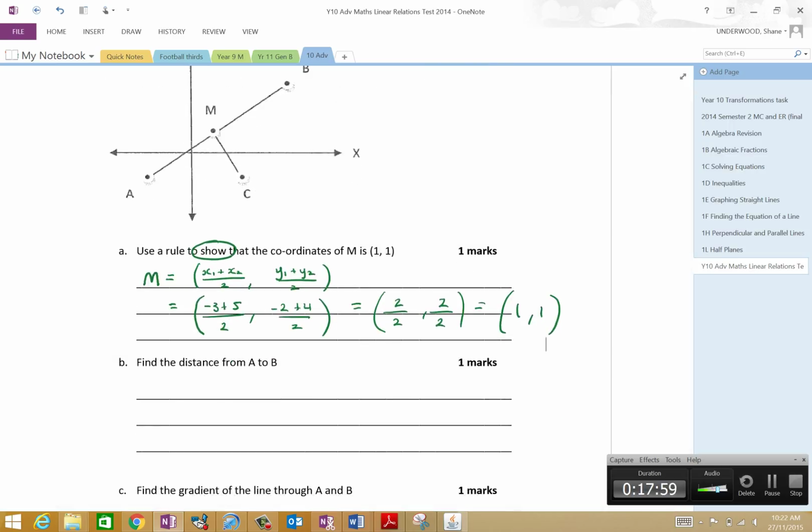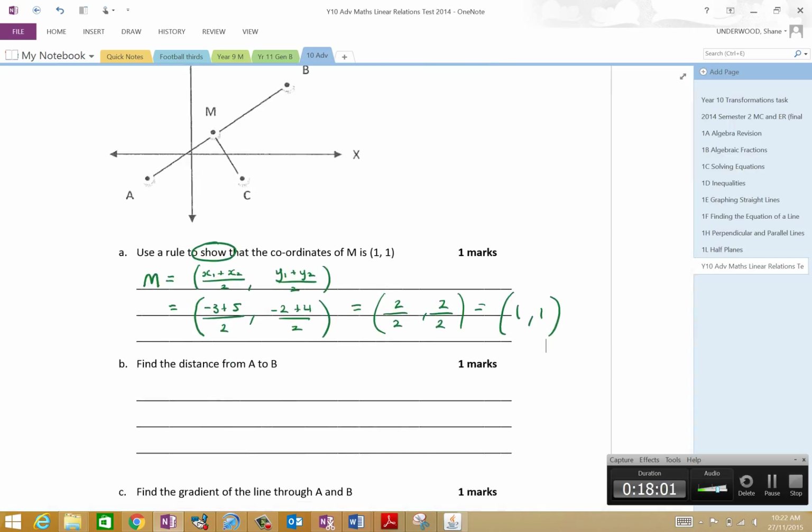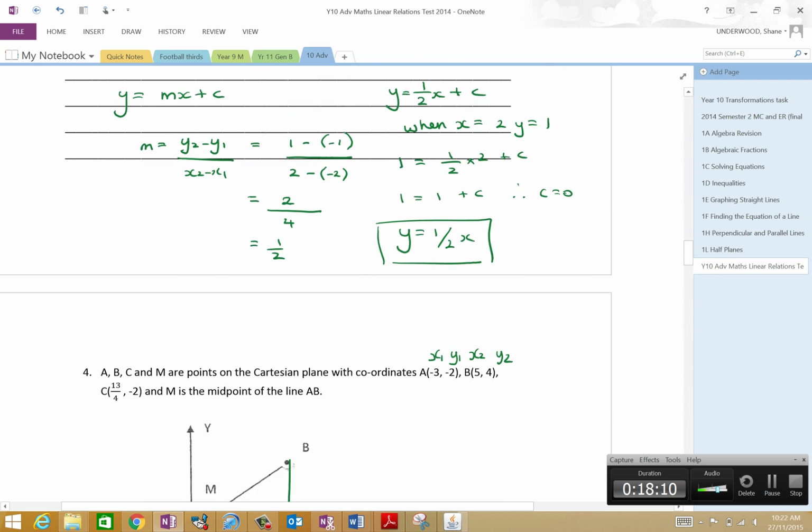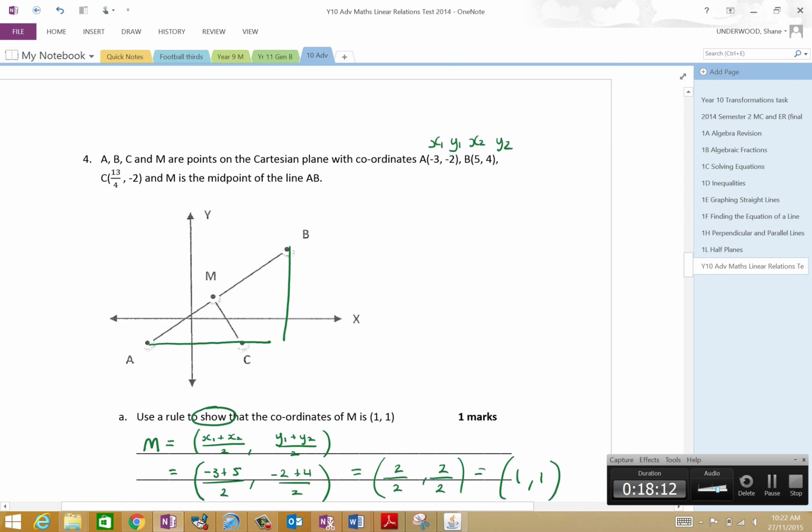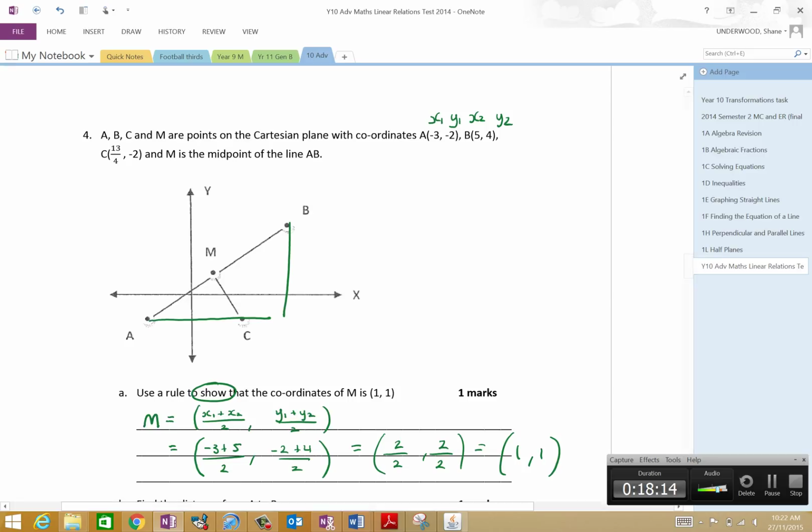Now, find the distance from A to B. A lot of you are going, oh my God, we haven't learnt that. Well, hang on a minute. I've got coordinates here, don't I? Doesn't that make a triangle? Hallelujah. Okay, so A is -3, -2, is that coordinate? B is 5, 4.